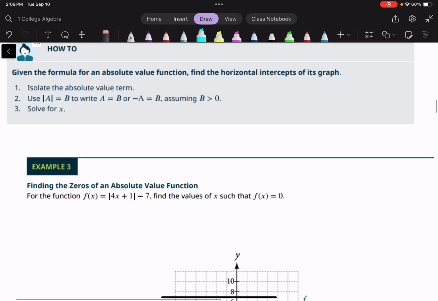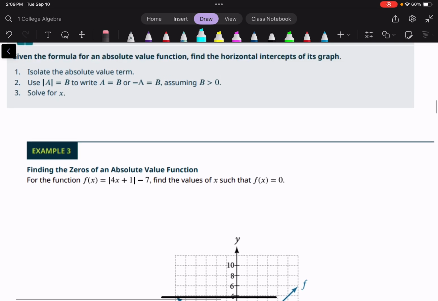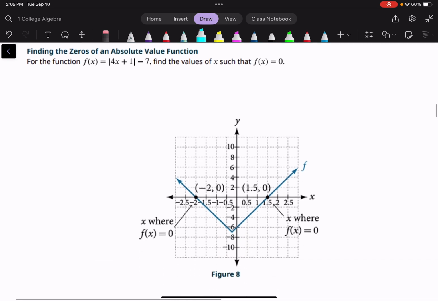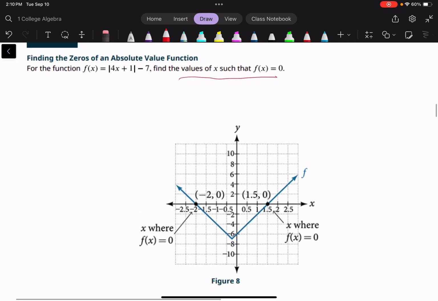So given the formula for an absolute value function, find those horizontal intercepts of the graph, and that just means find the solutions, right? Whatever that may be. And then finding the zeros of an absolute value function, you can do this with shifts if you want. It's far easier just to do it by setting the function itself equal to 0, right? So that's exactly what you're seeing here. So instead of f of x, it is given to be equal to 0, so this would be the absolute value of 4x plus 1, minus 7.